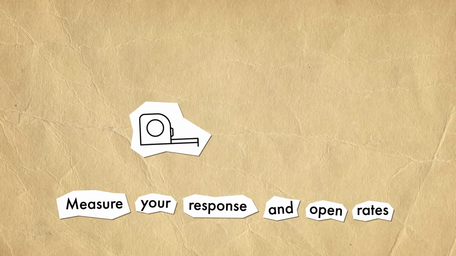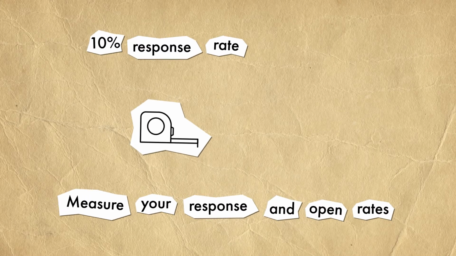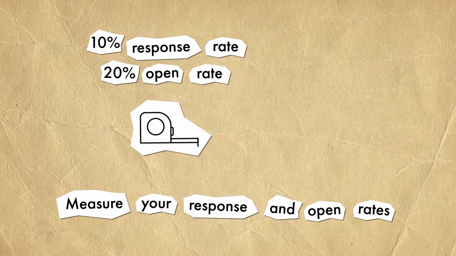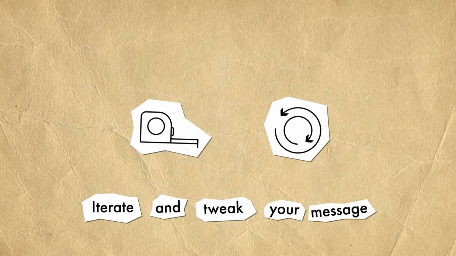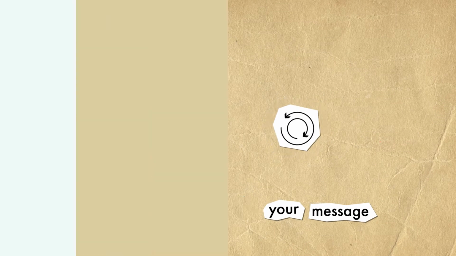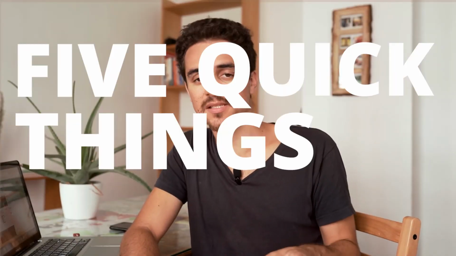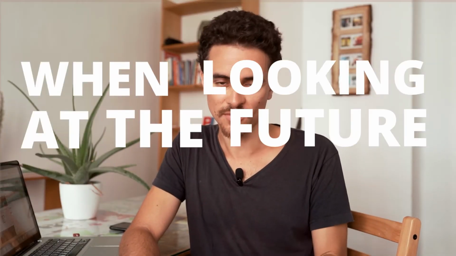After the first few messages go out, measure your response and open rates. Try and aim for about a 10% response rate and an open rate of around 20% or more. It's completely normal to tweak and iterate these messages as you go. So I'll leave you with 5 quick things to think about when looking at the future of content.